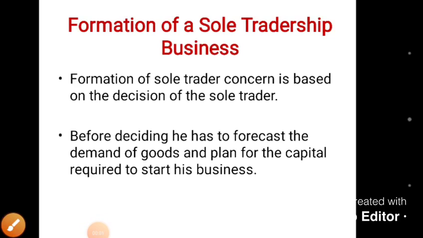Formation of a sole tradership business. Formation of a sole trader concern is based on the decision of the sole proprietor. Before deciding, he has to forecast the demand for goods and plan for the capital required to start his business.